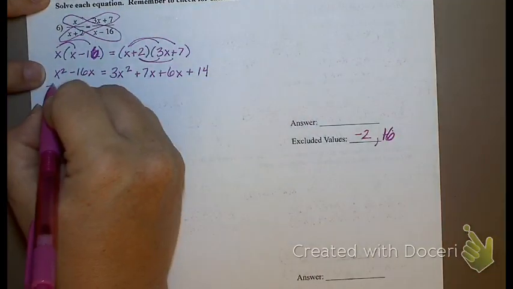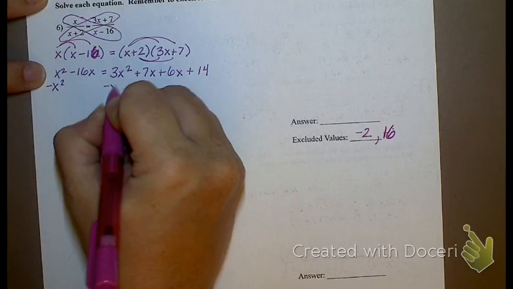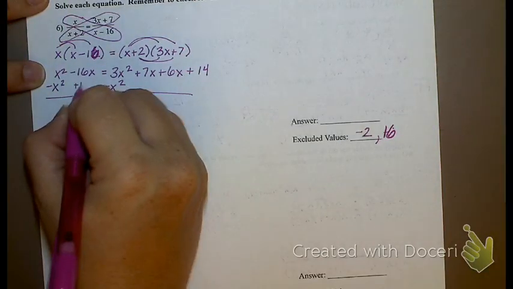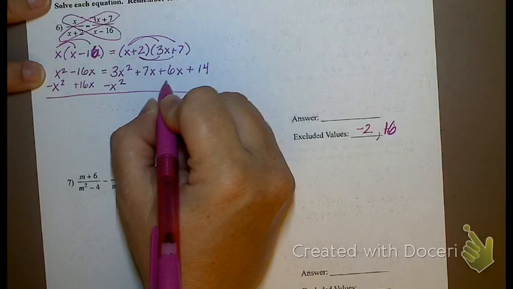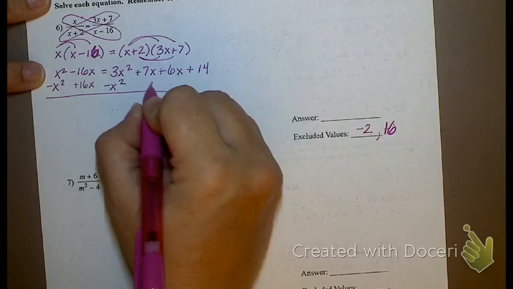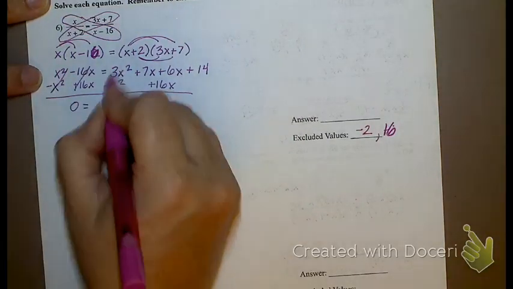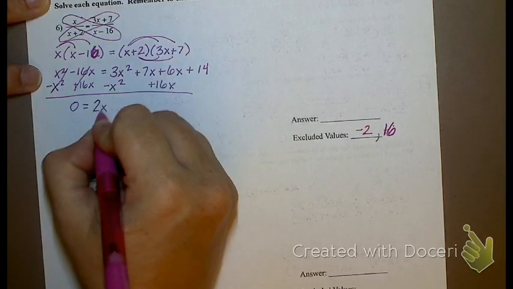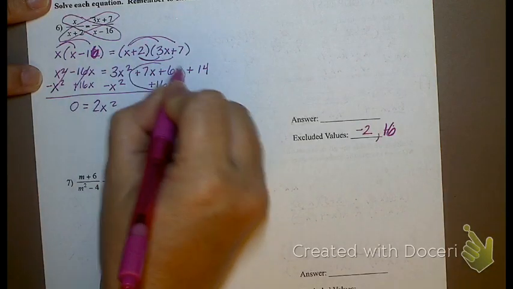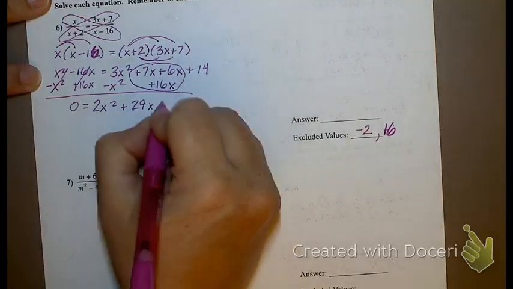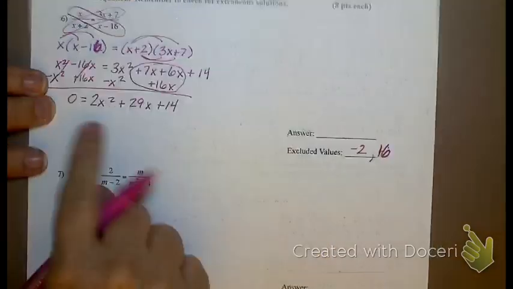I'm going to go ahead and subtract x squared. And if it's okay with you, I'm going to add 16x in the same step just because I don't want to write it all over again. Is that okay? Combining all my like terms, I have 0 equals 2x squared. All of this together will be what? 29x, and then I have plus 14. And what do I have to do here?